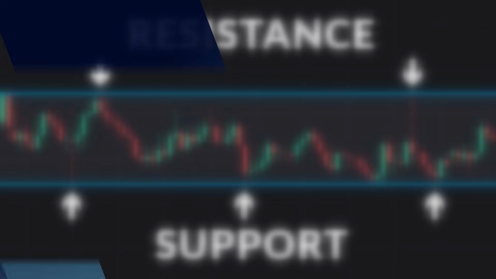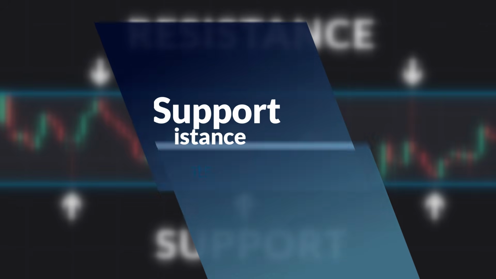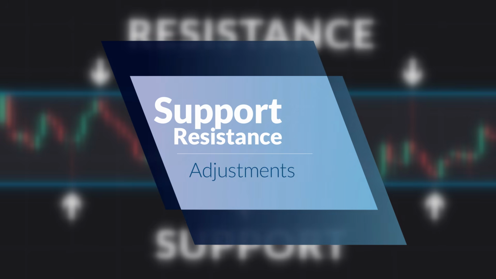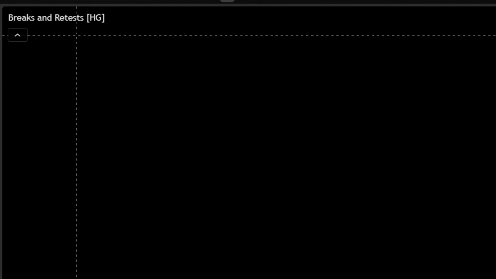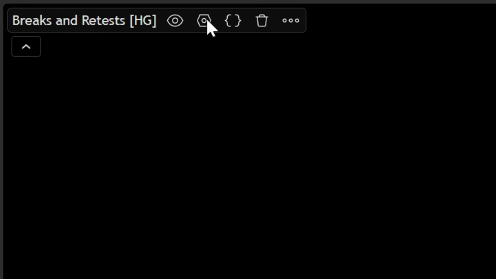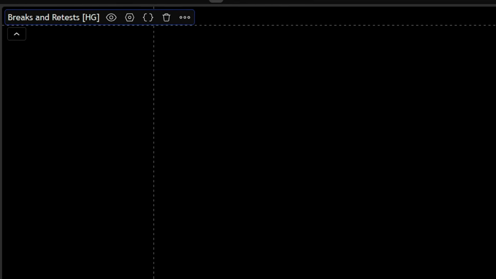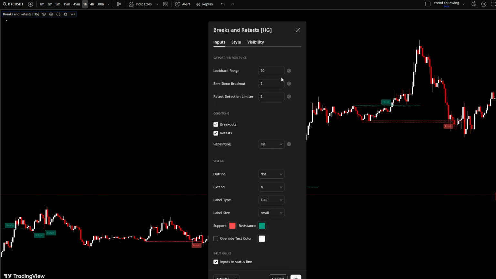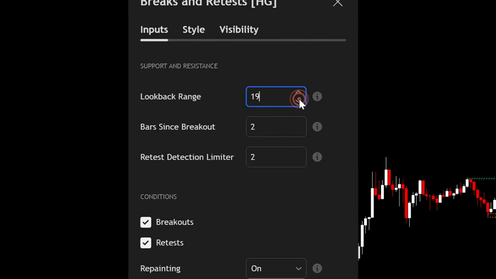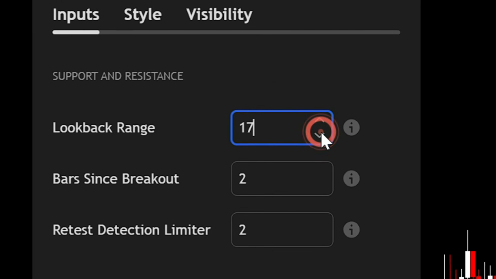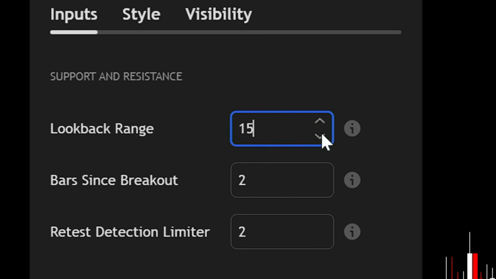Now, before we start trading with it, let's make a couple of quick adjustments to make it more precise. Open the settings and go into the inputs. First, look at the look back range. It's set to 20 by default. I like to bring it down to 14. That might seem small, but it's actually important.